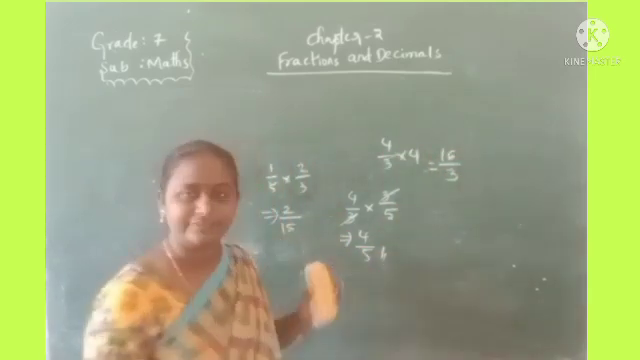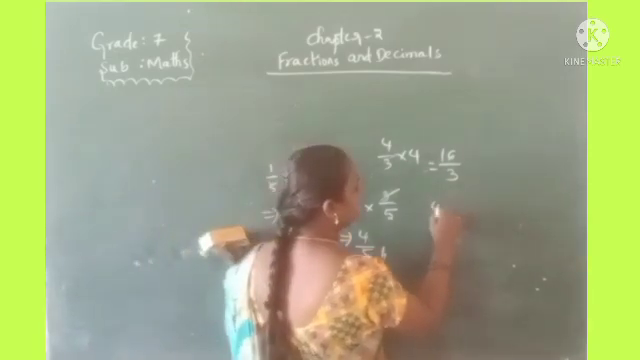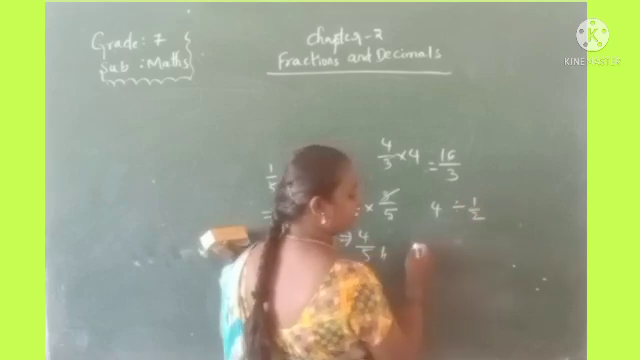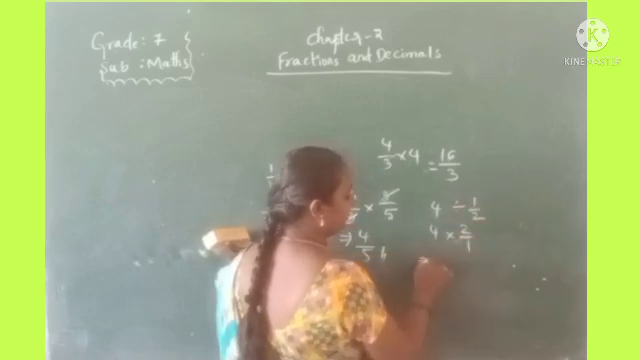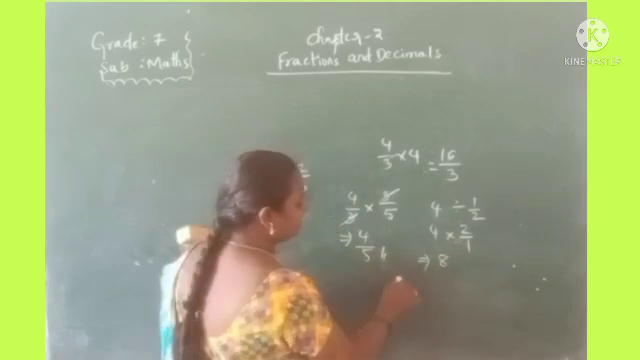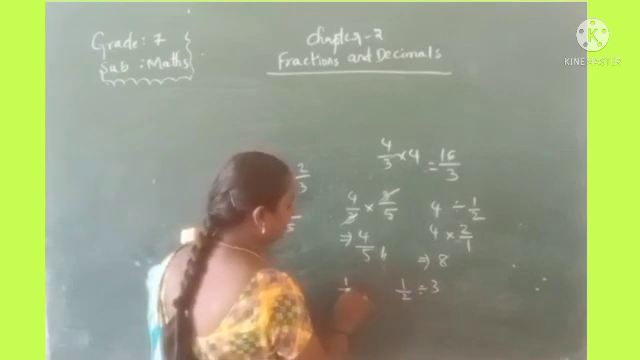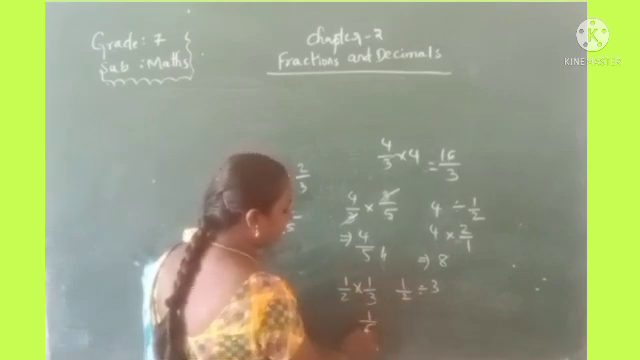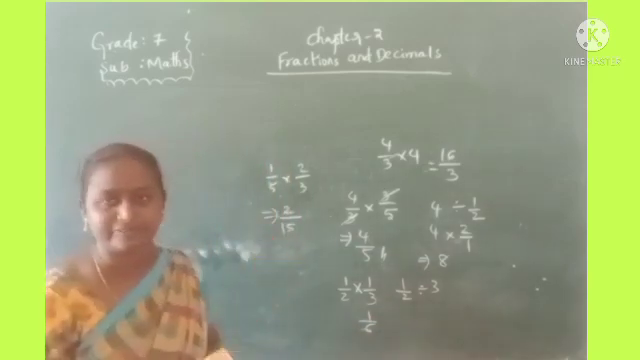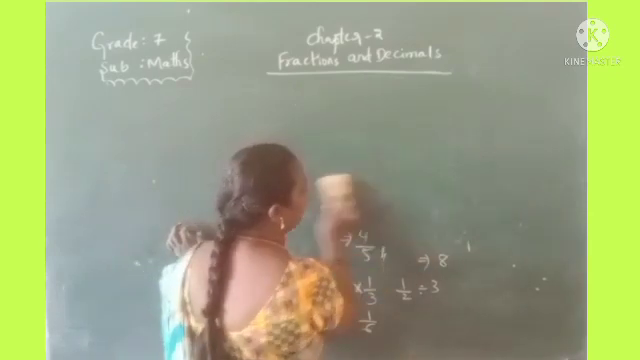Not only that, in division also you learned. How to divide a whole number by a fraction? That is 4 into the reciprocal of 1 by 2, which is 2 by 1, you will get 8 by 1. Similarly, 1 by 2 divided by the whole number 3. How is the procedure? The reciprocal of 3 is 1 by 3, you will get 1 by 6. And the mixed fractions also. So all these you learned in the fractions part.